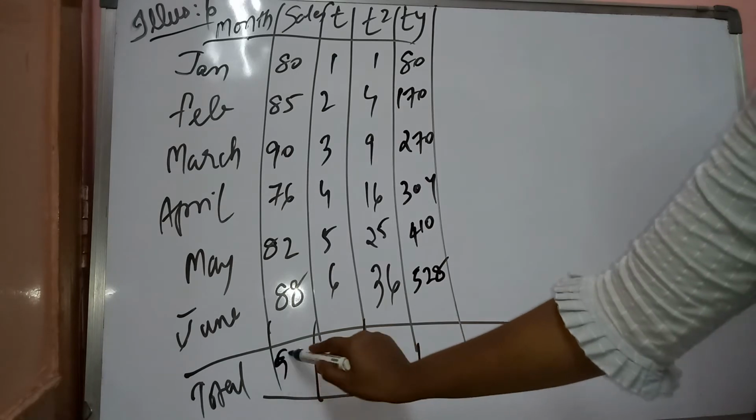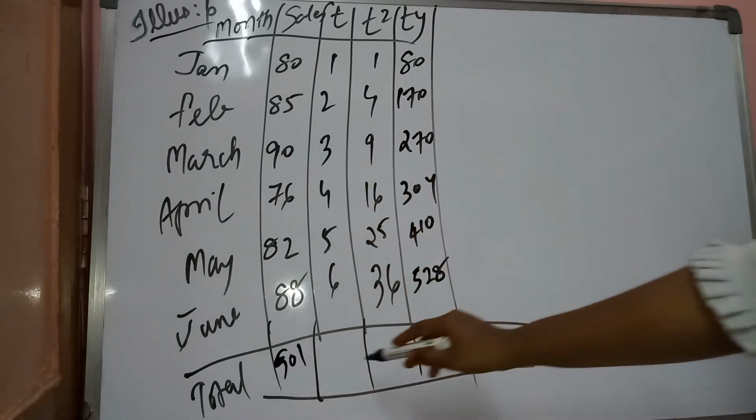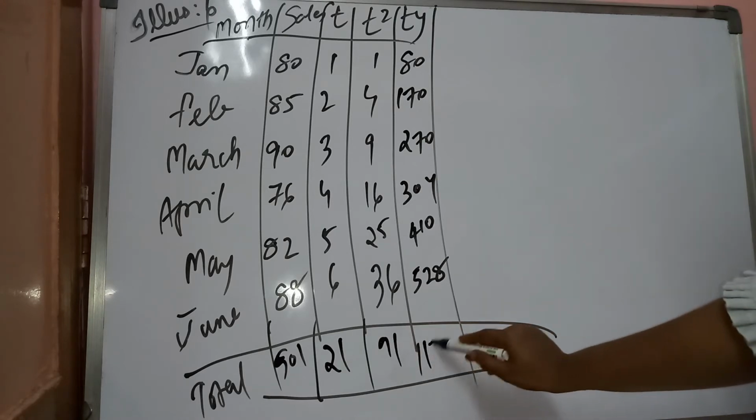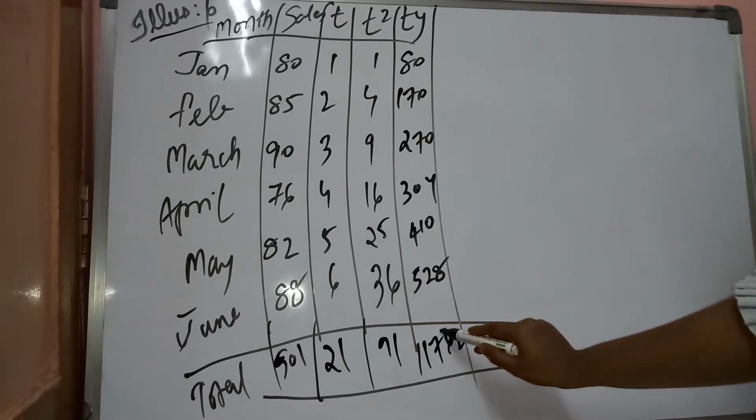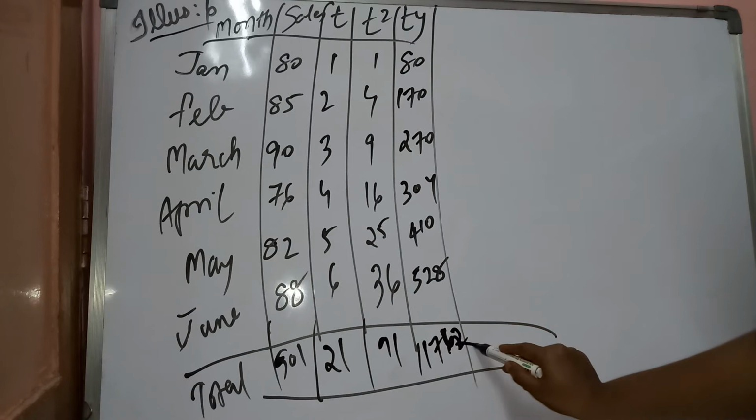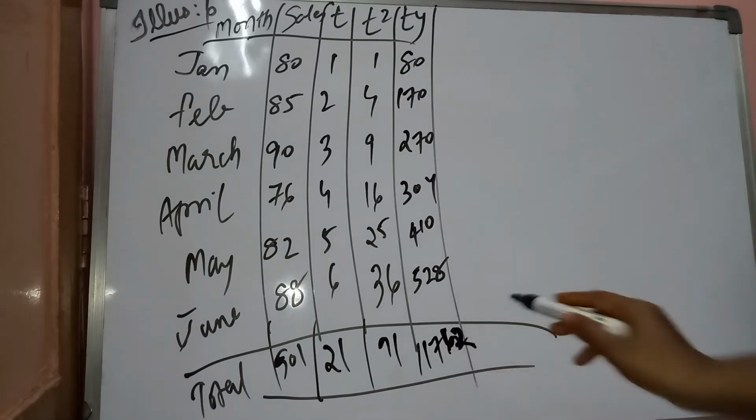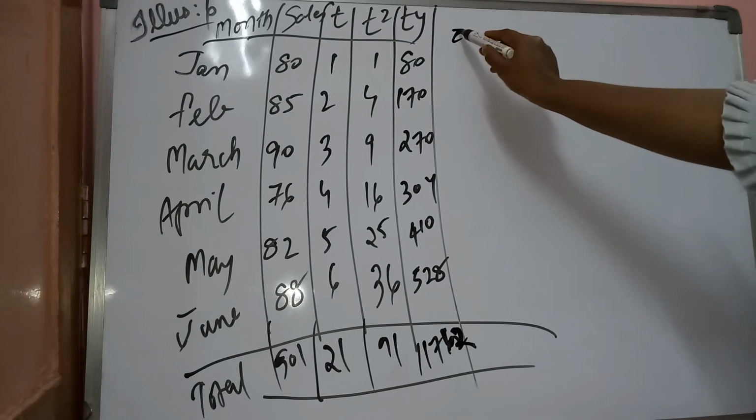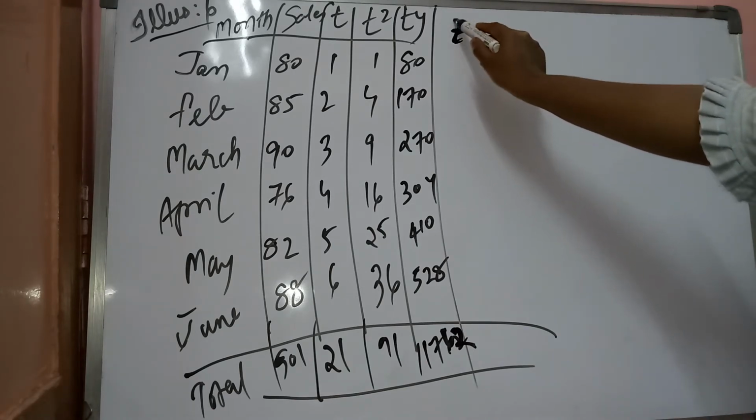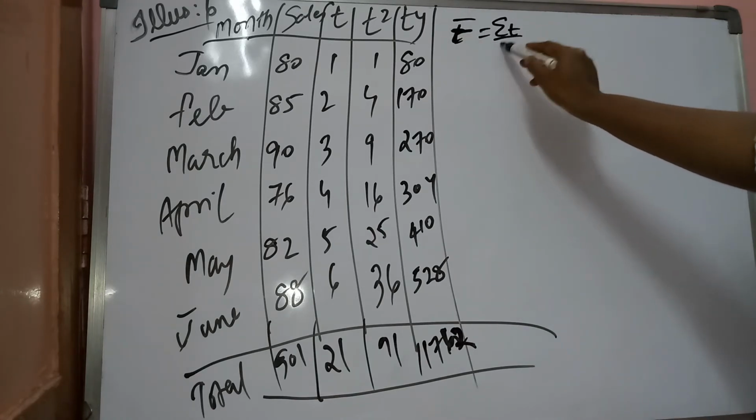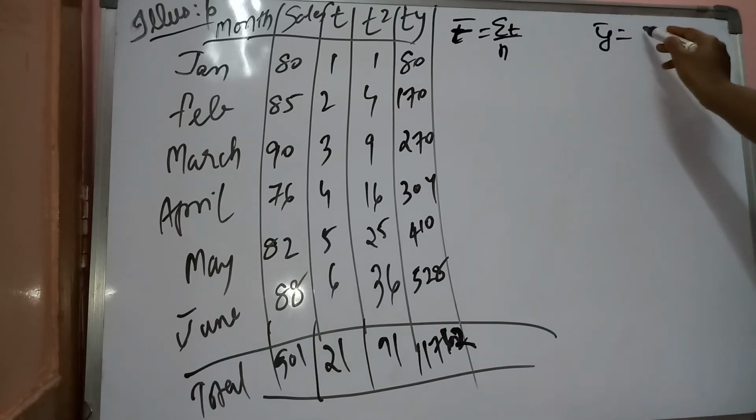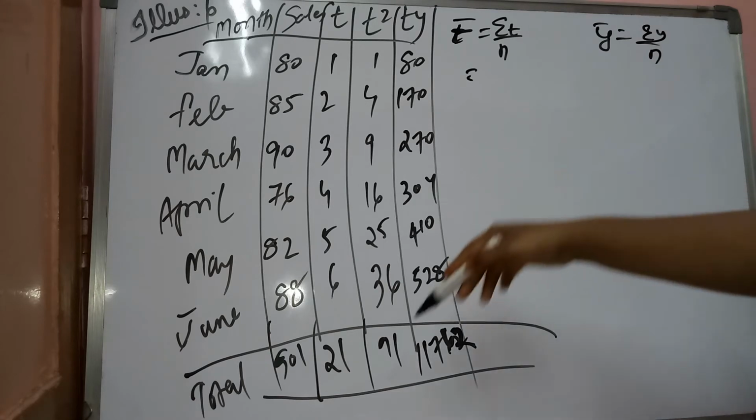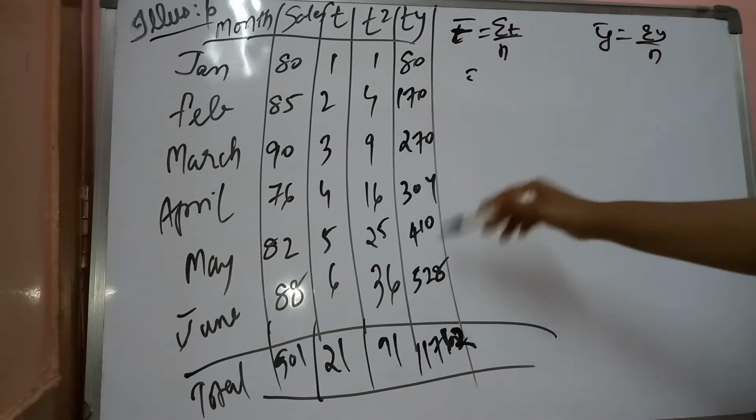So it is 501. Then of this column is 21. Then 91 and 1762. Right? Okay. Is it clear? 1762. Then again you have to find T bar, that is sigma T upon N. Then you have to find out Y bar, that is sigma Y upon N. So your N is how much? 6. Sigma T is 21.